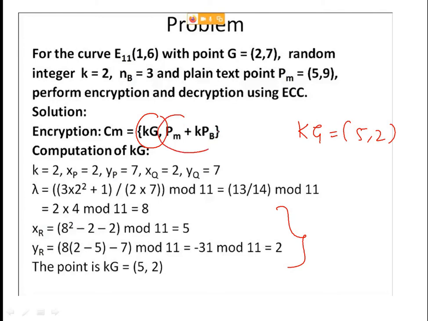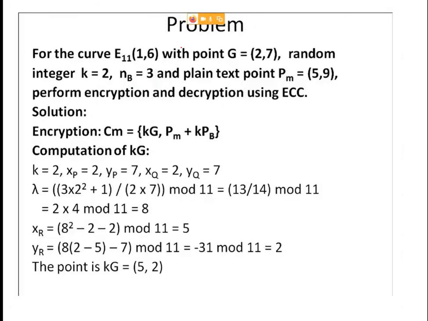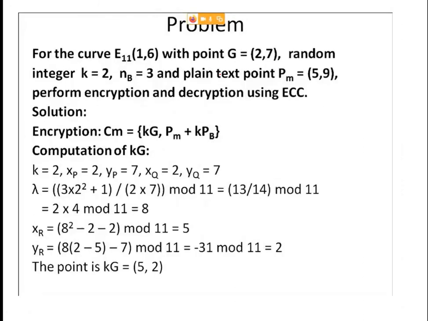Now we need to calculate the second part, that is Pm plus kPB. So how do we calculate it? We know the Pm value is given already, that is (5, 9). Take it as xp equal to 5, yp equal to 9. B is the receiver, so on the receiver side we got the value (7, 9). Q is xq equal to 7, yq equal to 9.